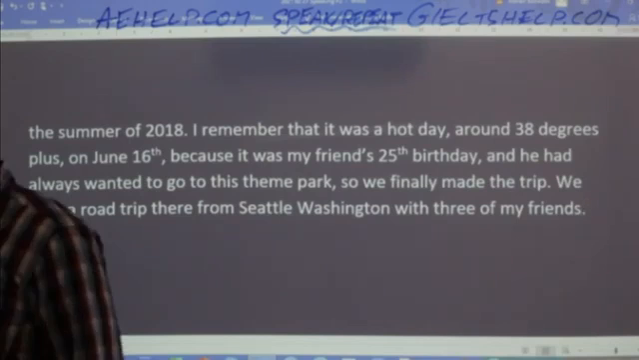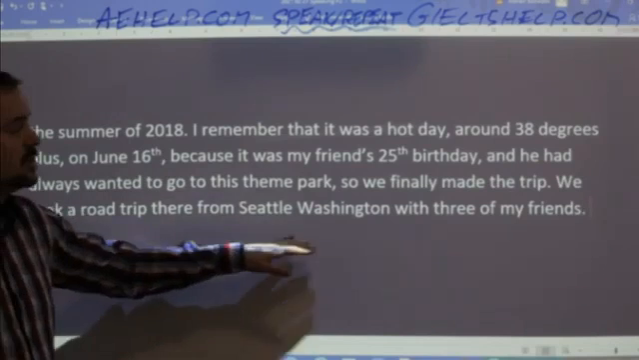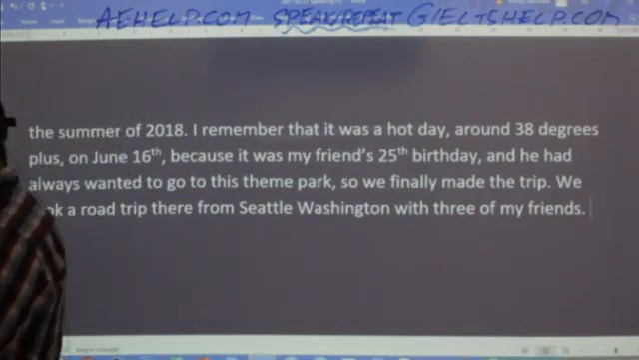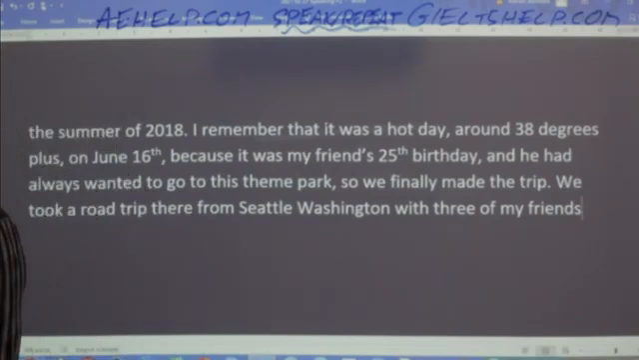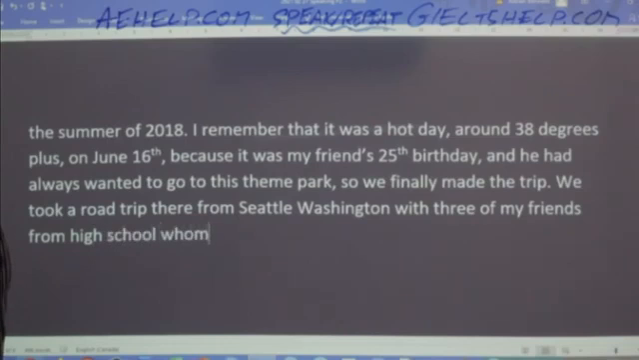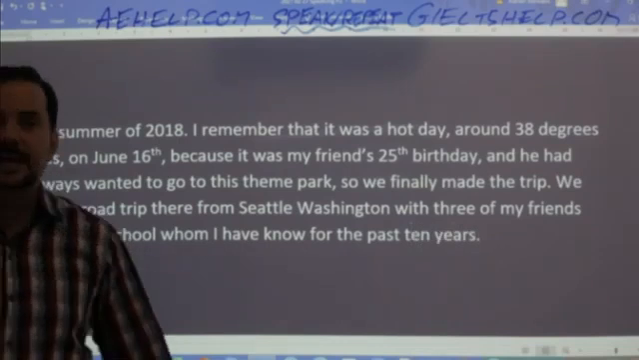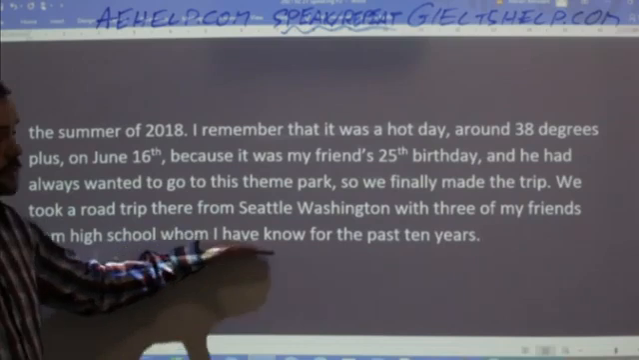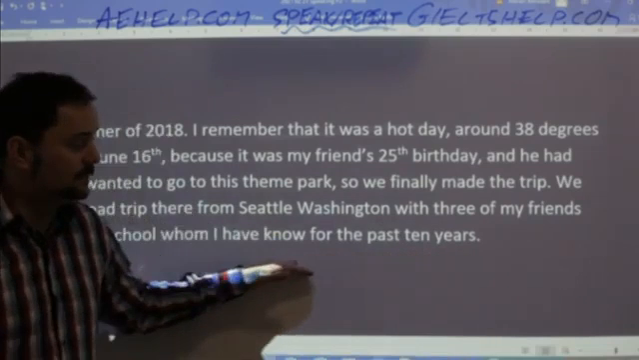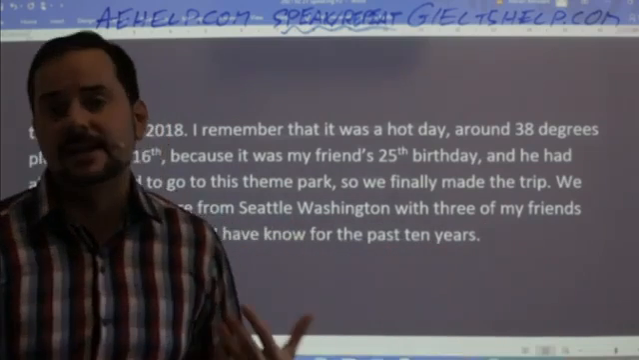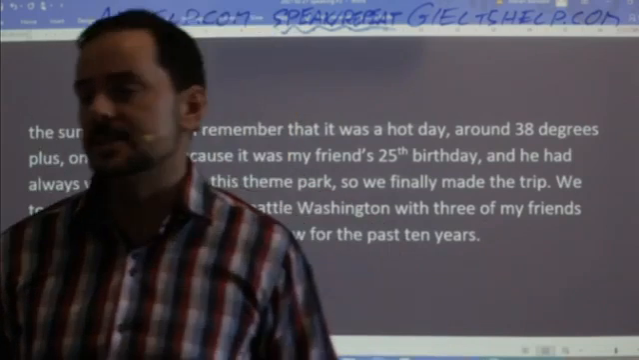Okay, so we took a road trip there from Seattle, Washington with 3 of my friends. Oh, wait a second. Yeah, I remember my notes now. With 3 of my friends from high school whom I have known for the past 10 years. Okay, so see how those notes help me to stretch and give more details? That's what earns you band scores in your part 2 response. That's what you need to do.